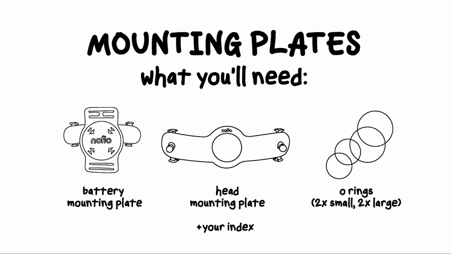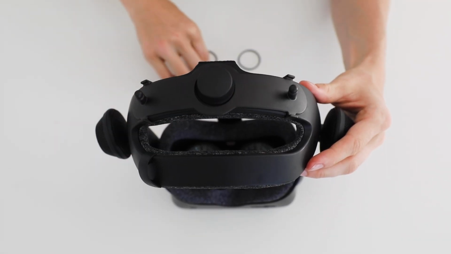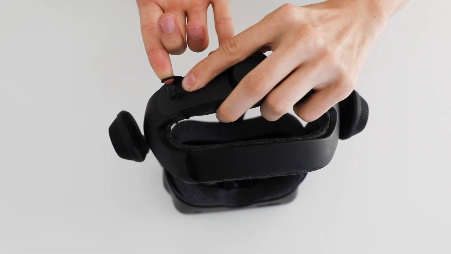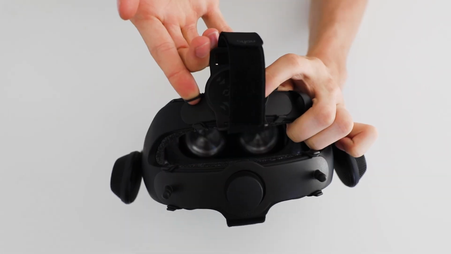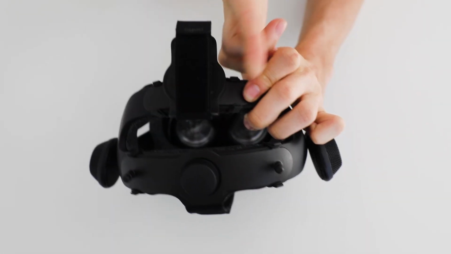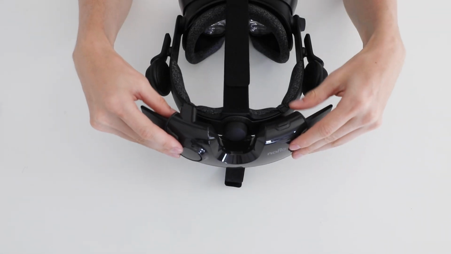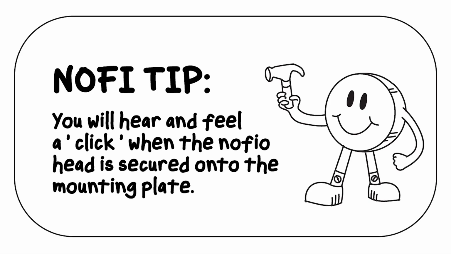Next, attach the mounting plates to the back of your Valve Index. Align the mounting plate to the back of the headset and use the large O-rings on either side to secure it in place. Similarly, for the battery mount, use the smaller O-rings to secure it in place. Next, attach the nofio head to the mounting plate by pressing firmly on both sides. You'll hear and feel a click when it is secure.